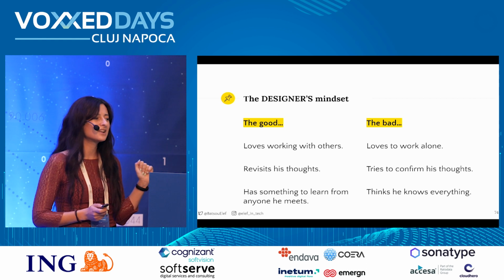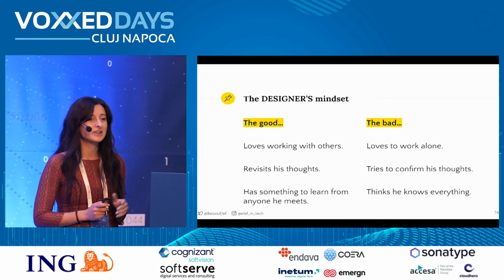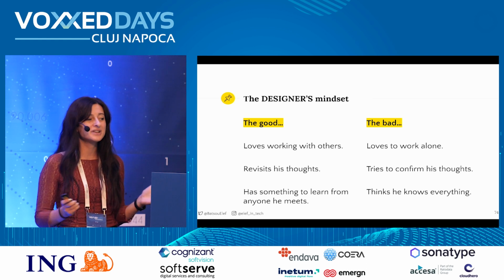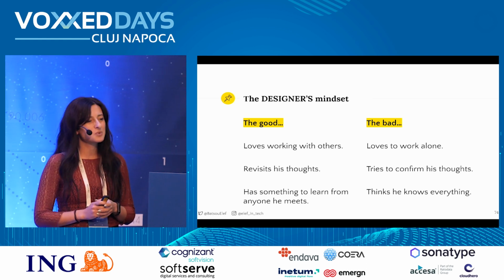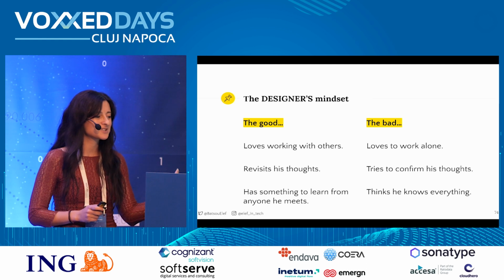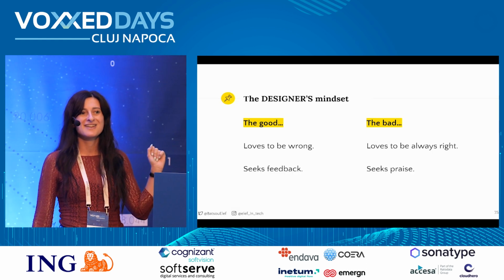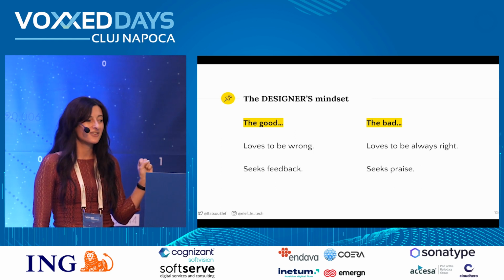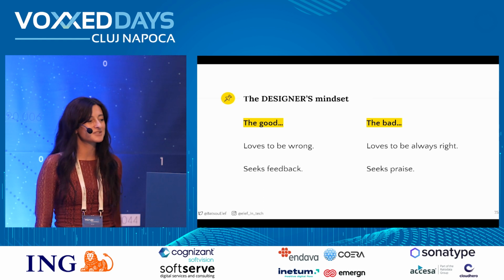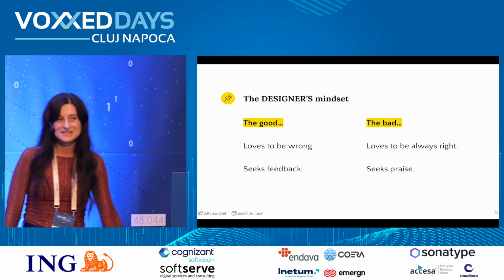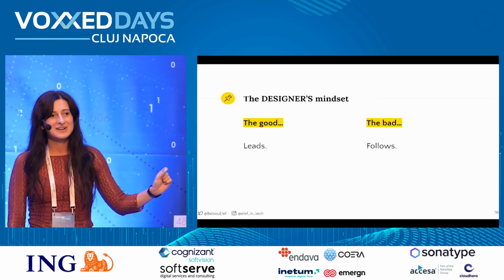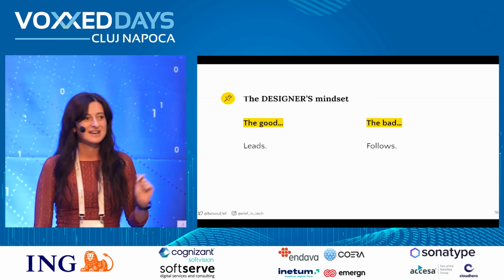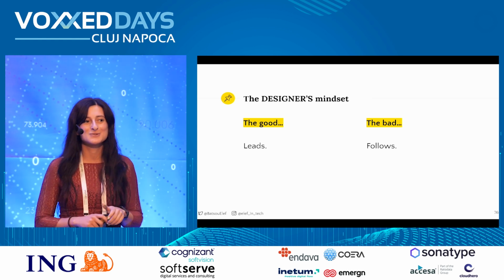Also, the good one loves working with others, revisits his thoughts, and has something to learn from everyone that he collaborates with, whereas the bad one loves to work alone, tries to confirm his thoughts, and thinks he knows everything. The good one loves to be wrong and seeks feedback, whereas the bad one loves to be always right and seeks praise. The good one leads, and the bad one follows.